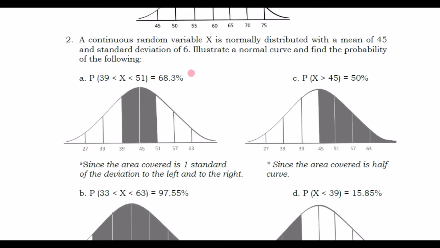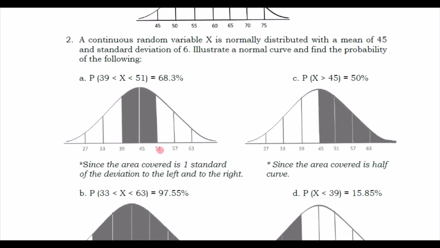Okay? So, ano yung sinasabi to? Illustrate a normal curve and find the probability of the following. So, hanapin daw yung probability, yung hinihingi dito. Okay? So, ito yung hinihingi sa atin. The probability of 39 to 51. Okay? 39 to 51.